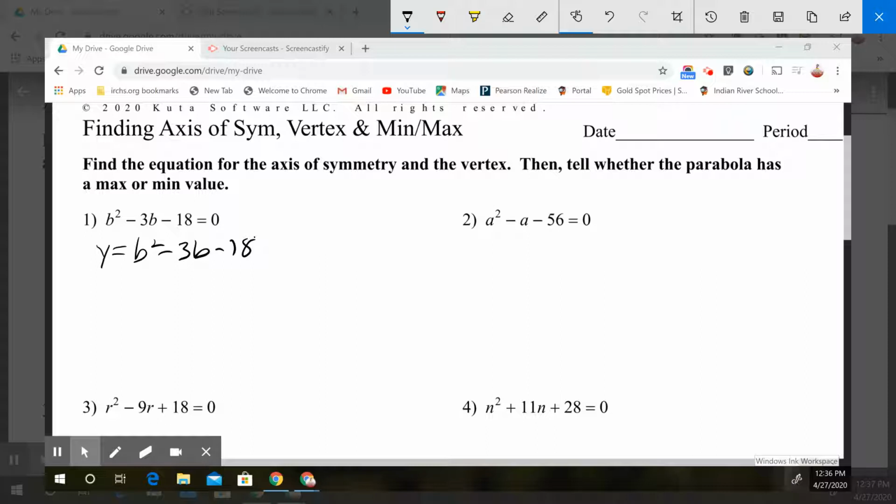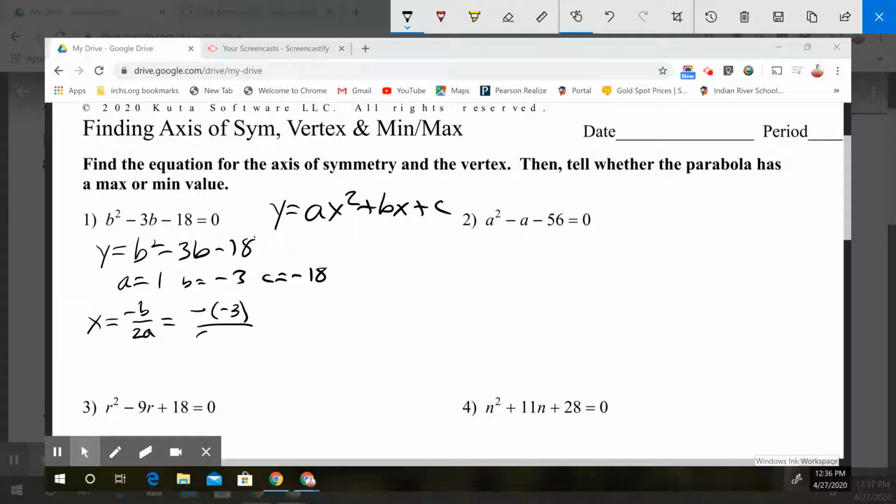Okay. So in this problem, if we were to use the standard equation, the ax squared plus bx plus c as our guide, a in this problem is 1, b is -3, c is equal to -18. All right. The axis of symmetry, step 1, is x is equal to -b over 2a. Okay. So we want the negative of -3 all over 2 times 1. I replaced the b part here with the -3.